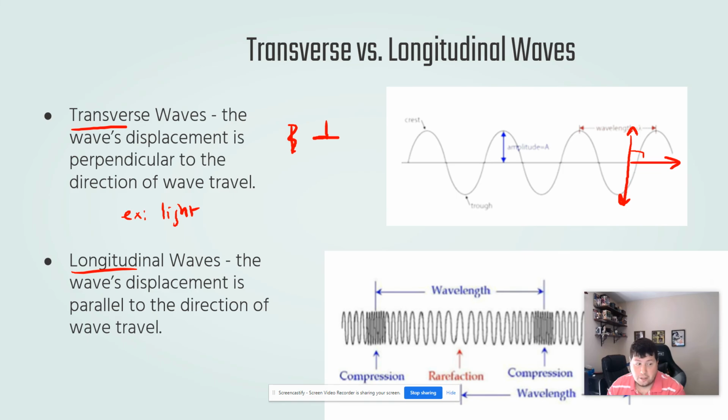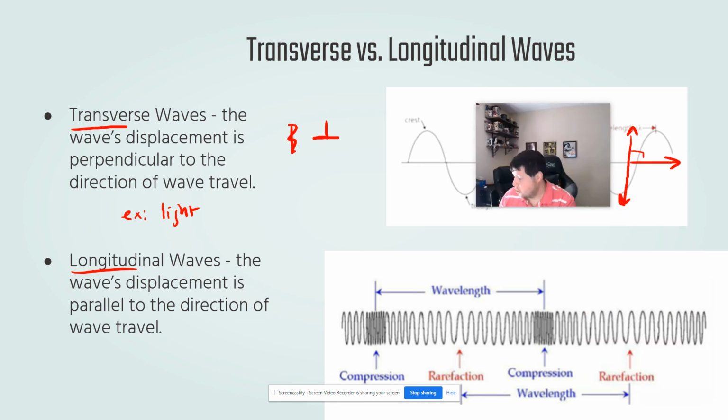Longitudinal waves, the wave's displacement is parallel to the direction of wave travel. So this one's a little bit trickier, and the picture is a little funky looking. So here, if your wave is traveling from left to right, your wave is actually waving in the same direction that it is moving. This is a much more rare type of wave. But if you think about a slinky, you can get a slinky to kind of do that motion where the wave goes back and forth in the direction the wave is traveling.